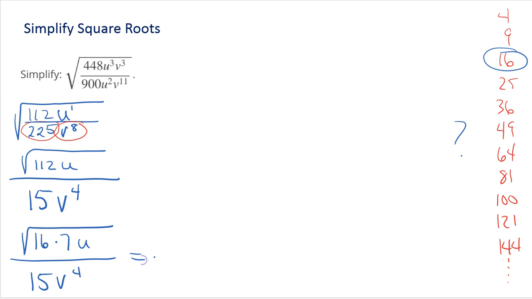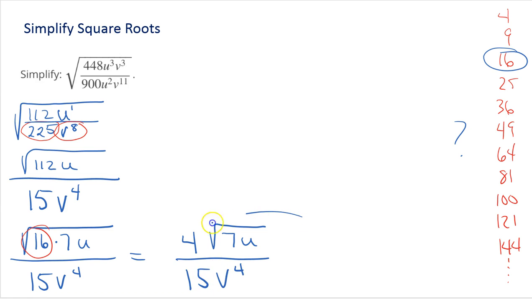And then working across the page now, we know that, once again, that is a perfect square. So when I take the square root of 16, I'm going to bring it out front. That's 4. Square root of 16 is 4, of course. And then the 7 and the u, those are not perfect squares, so they stay underneath, divided by 15v to the 4th. And this is completely simplified.